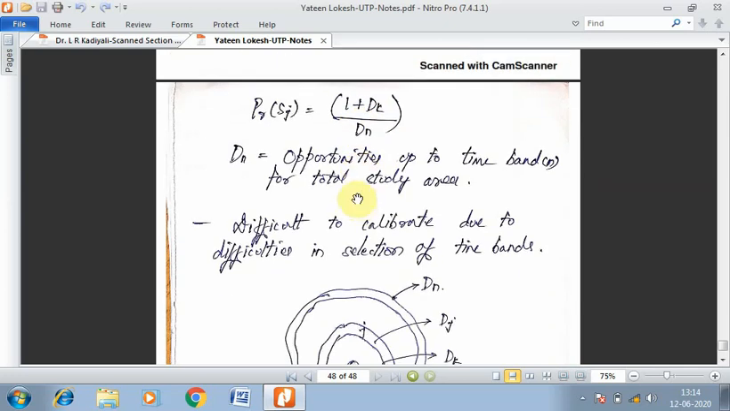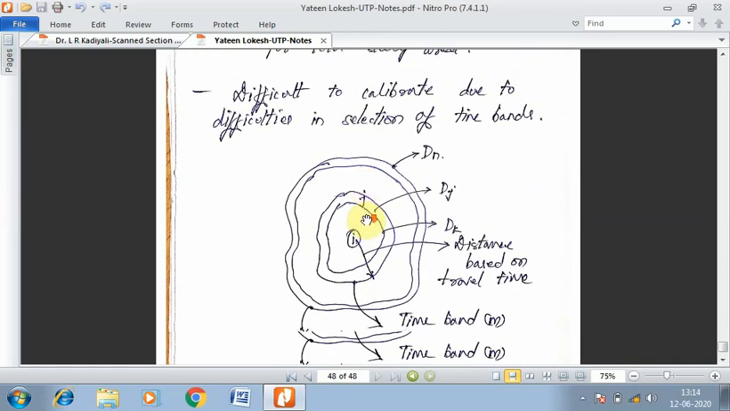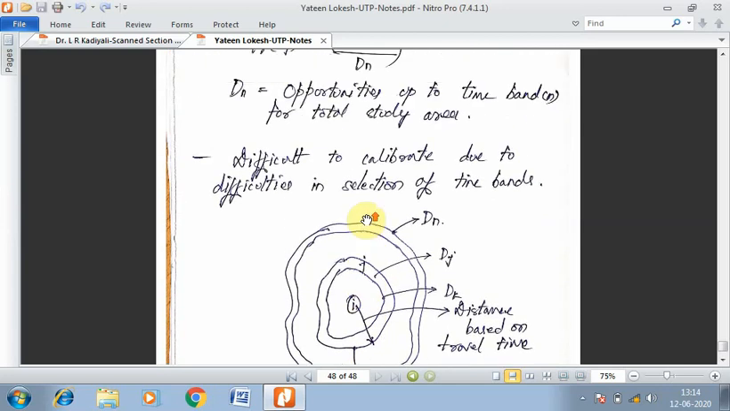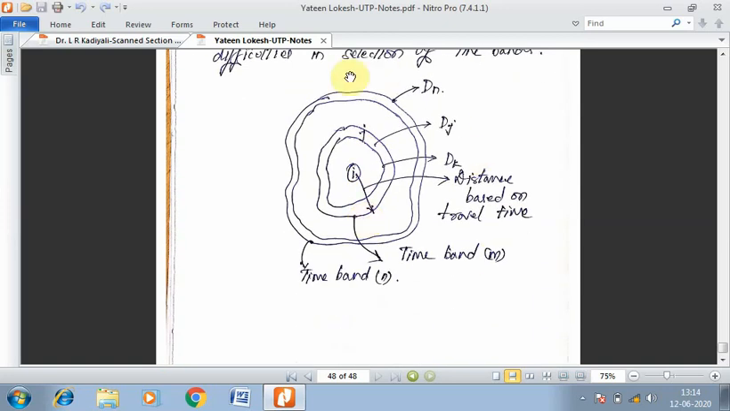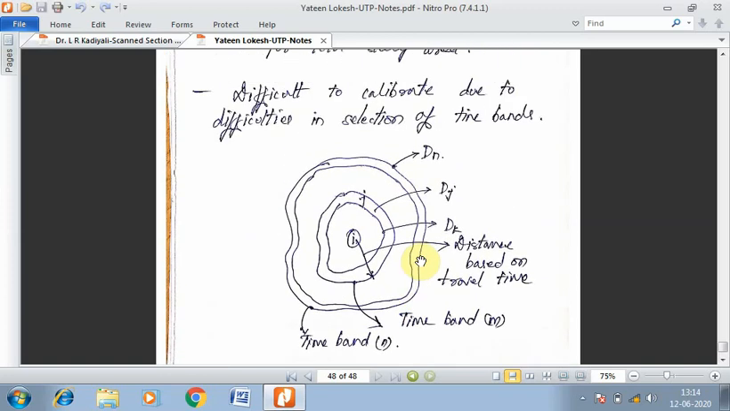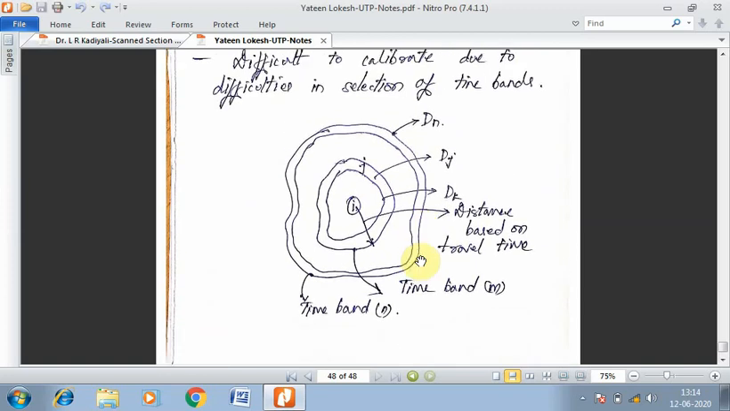Now this particular model is slightly complicated to calibrate because of the difficulties in selection of the time bounds. So it depends upon the range of accuracy that is needed by you in doing the distribution process. So this is the graphical representation of the same equation, just similar to the intervening opportunity model. So I think this is the end of the trip distribution chapter.